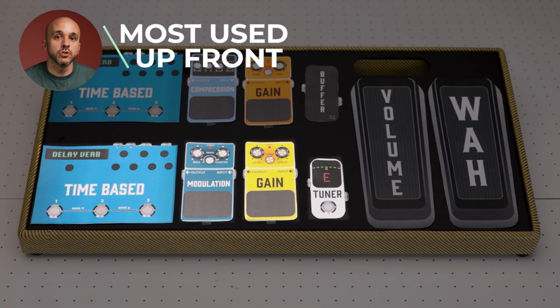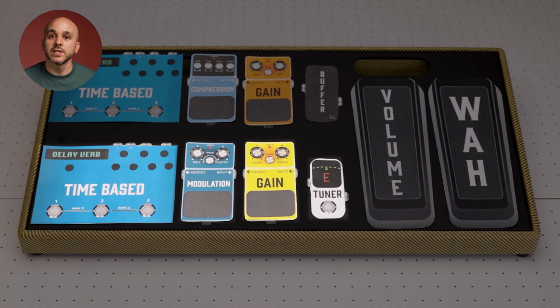First, try to put your most used pedals up front. Remember, if you're performing live, pedal placement isn't about tone, it's about how easily you can activate your effects without missing a beat. Prioritize your most used pedals in the easiest to reach spots on your board, which is right in front of you.